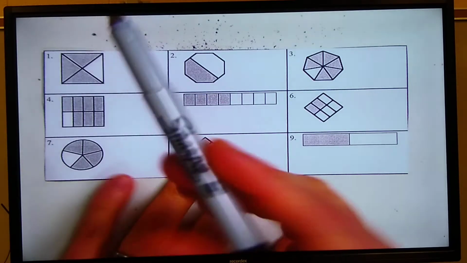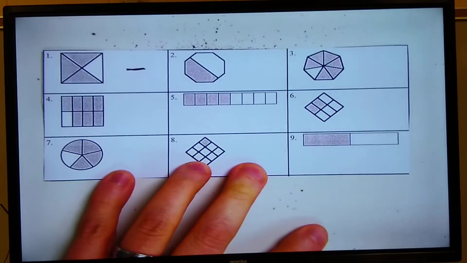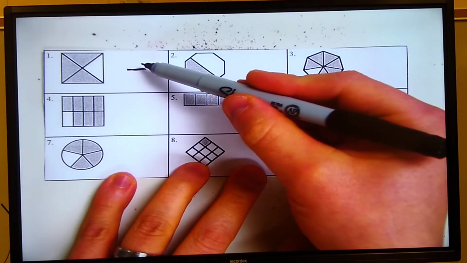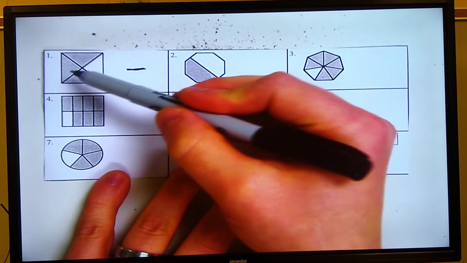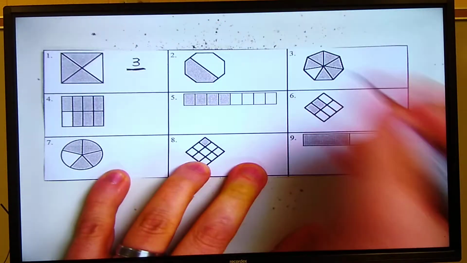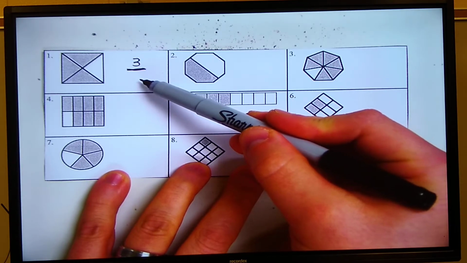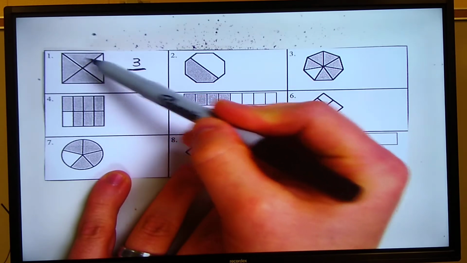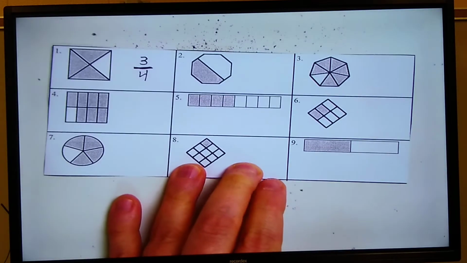And number one, we've got to determine what this fraction is. So we're going to have a fraction bar, and then we've got to figure out the numerator. The numerator will be the number on top. It'll be how many are shaded in. We have 1, 2, 3 shaded in. And now I have to discover the denominator. That is how many I have in all. 1, 2, 3, 4. So the fraction is 3/4.